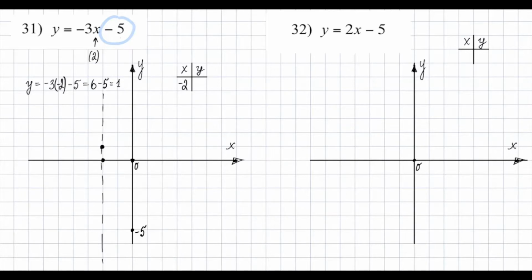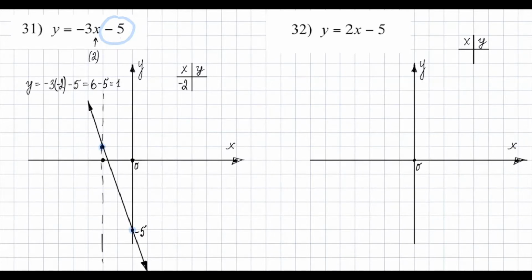So now, let me highlight them for you. That's 1 point, and that's my y-intercept, which I knew from the very beginning just by looking at the equation. So now that I have these 2 points, I can draw my graph that goes right through them. There is my graph. Let's look at the second one.